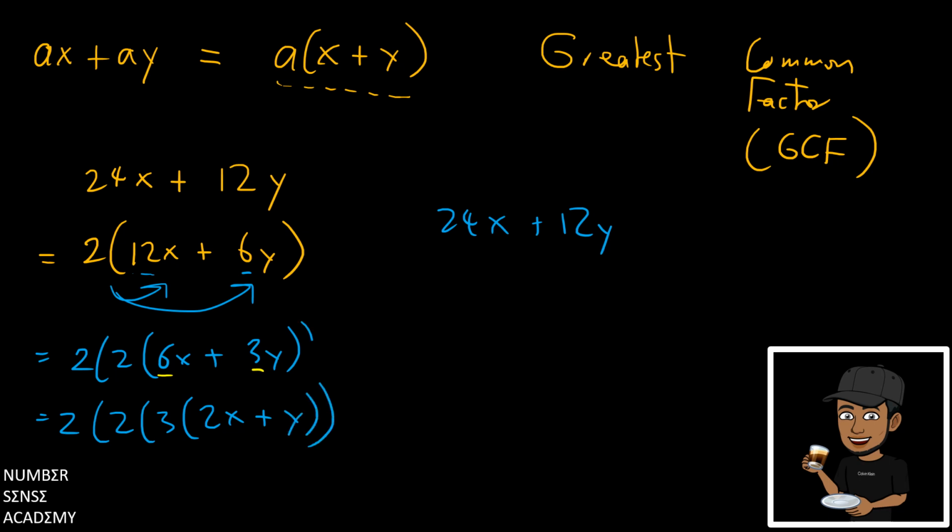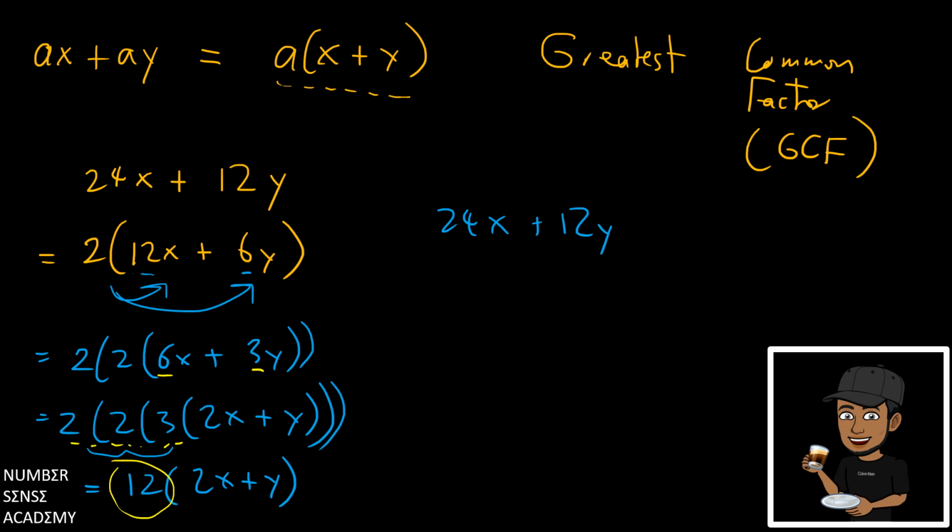Oh, I forgot the bracket here. So 1, 2, 3 brackets. Okay? So if I multiply everything out front, I have 2 times 2 times 3, that's 12. 12 times 2x plus y is my final answer. This is actually the greatest common factor. So you don't stop factoring until you end up with the greatest possible number that could be factored out of your terms. Okay, so that's very key.